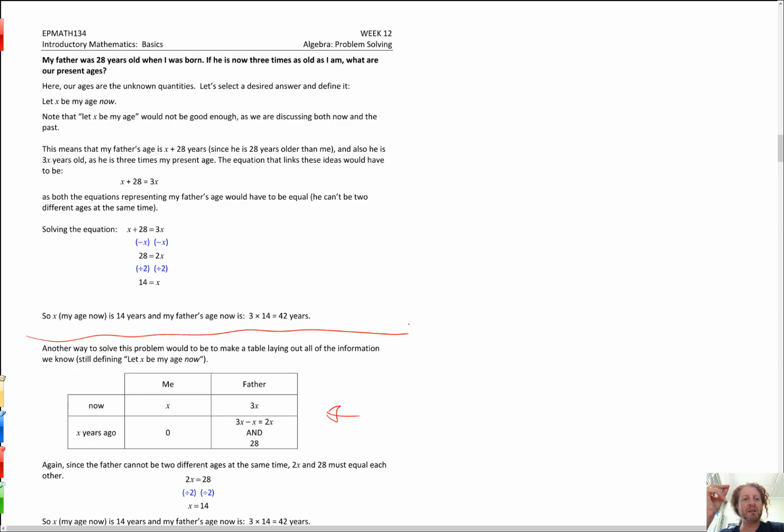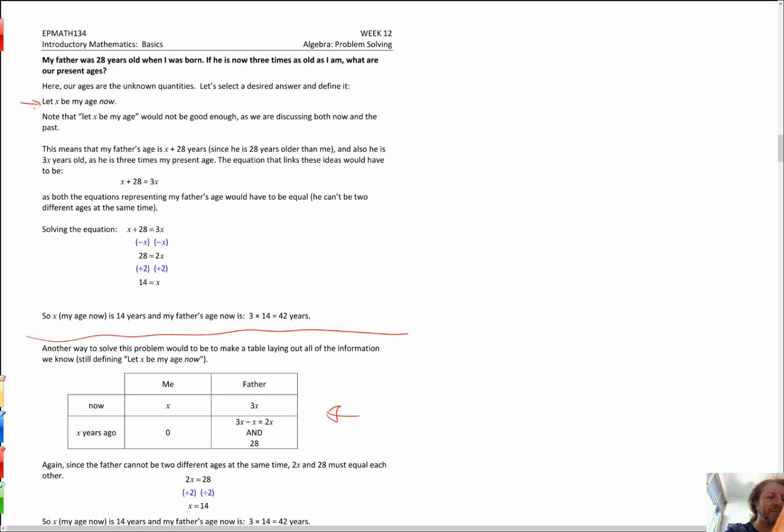My father was 28 years old when I was born. If he is now 3 times as old as I am, what are our present ages? Now, our ages are the unknown quantities. That's the thing I want to know. And I've got choices. I could let Dad's age be x or my age be x. I could let Dad have been x 28 years ago. There are different things I could do, but I'm just going for my age now is x. Let x be my age now.